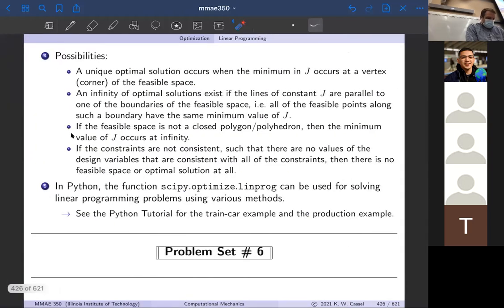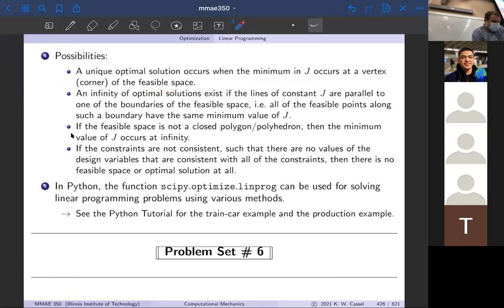All right, so let me cover the possibilities. There are various possibilities that can happen. The one that we want to happen is that there is a unique optimal solution, which occurs when there's a minimum in J at one of the vertices, in other words, the corners of the feasible space. That's the assumption we're making in the simplex method. If that assumption is true, then we will get an optimal solution and everything is fine. So this is what we hope happens.